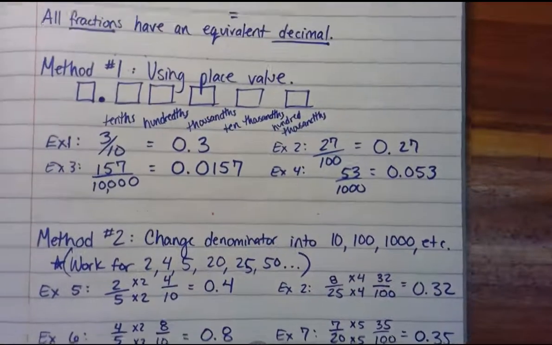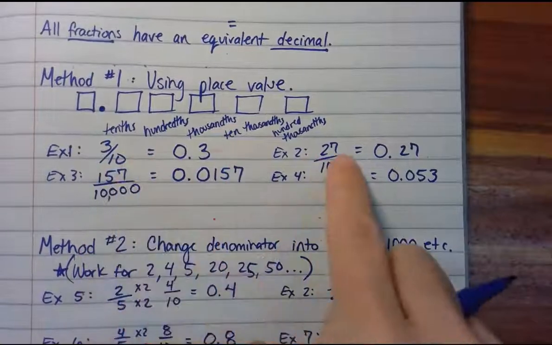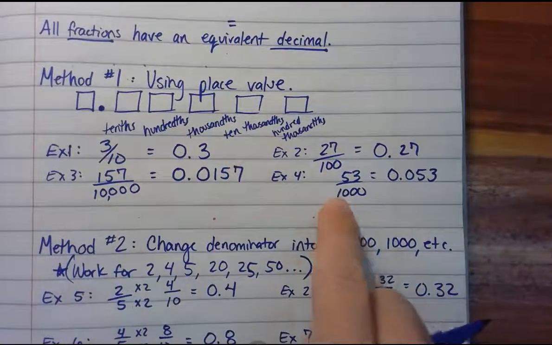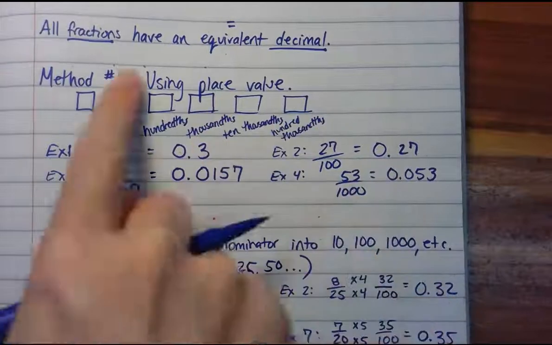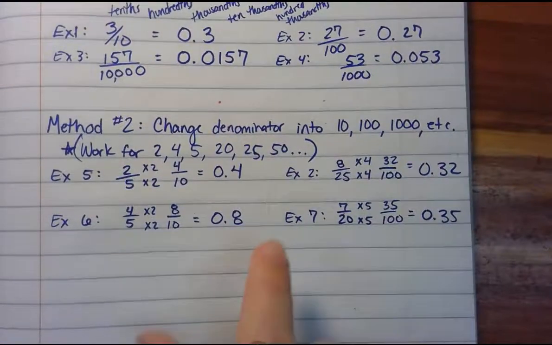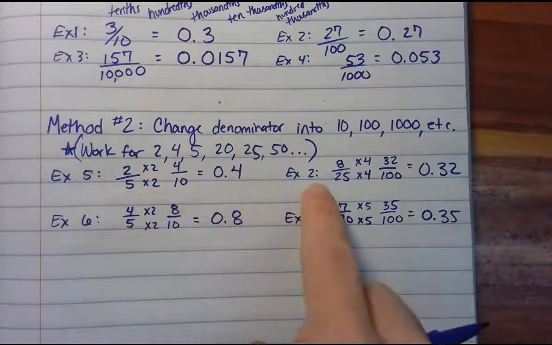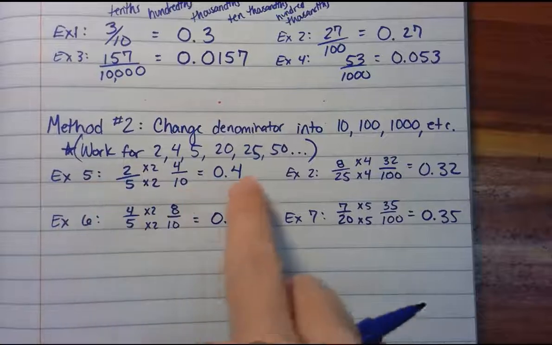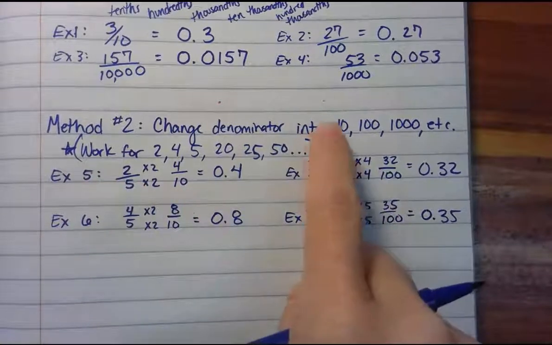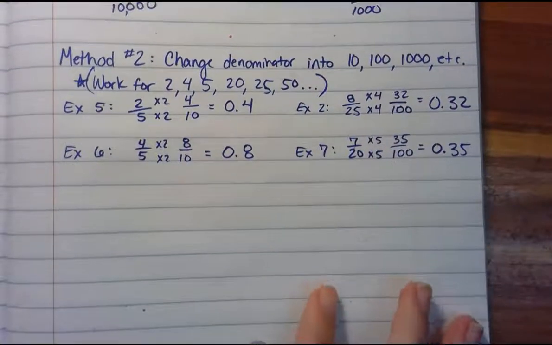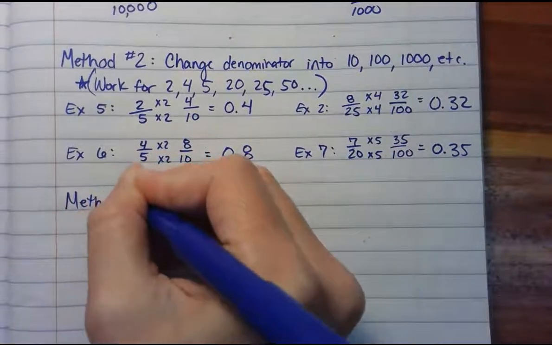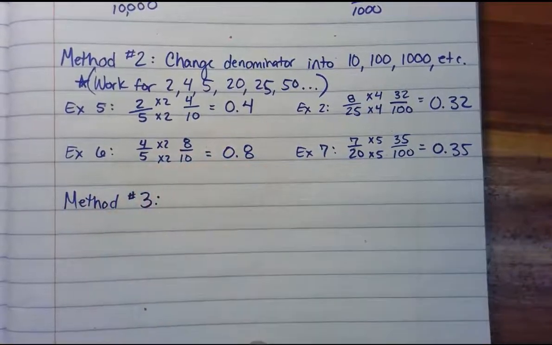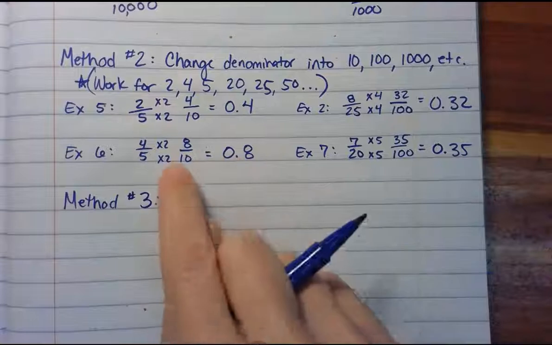So if you know that your bottom number is a 10, 100, 1,000, 10,000, or you can use place value to write your decimal, that's method 1. Method 2, of course, was we didn't have a 10 or 100, but we did have numbers that we could change into tens or 100s or 1,000s. And so last but not least, method number 3 is what happens when you have any other denominator.